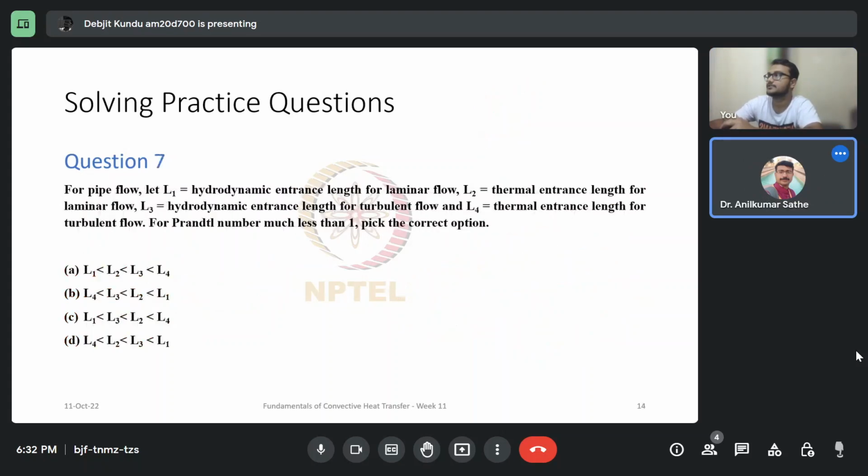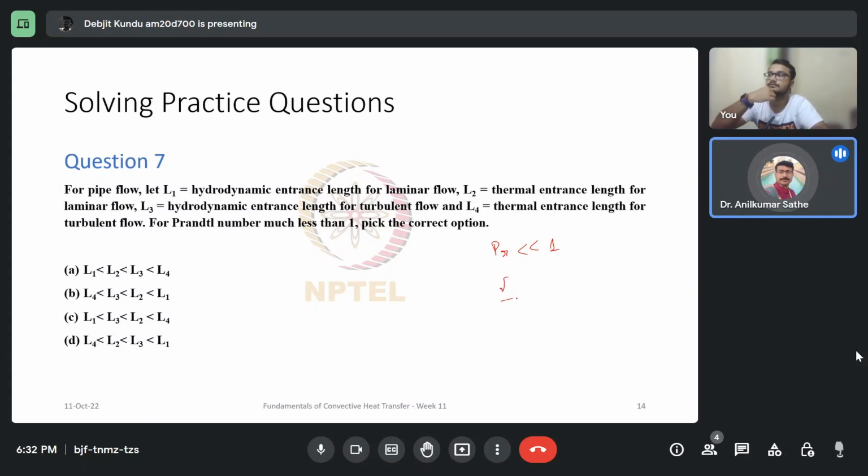Okay, so moving on, we will move on to question number 7 of today's session. For pipe flow, let's say that L1 is the hydrodynamic entrance length for laminar flow, L2 is the thermal entrance length for laminar flow, L3 is the hydrodynamic entrance length for turbulent flow, and L4 is the thermal entrance length for turbulent flow. Now, considering that Prandtl number is much less than 1, pick the correct option, which gives different orders of these lengths.